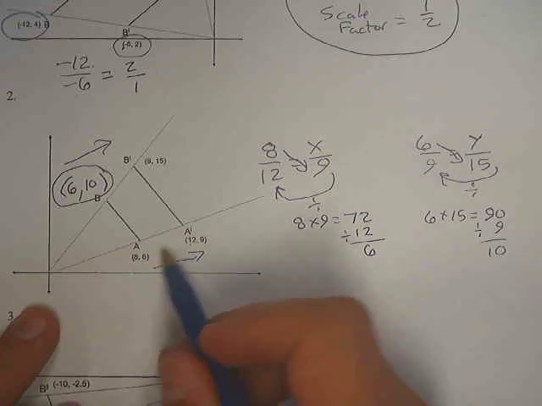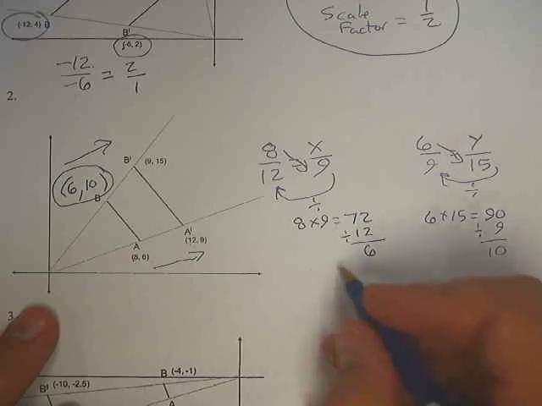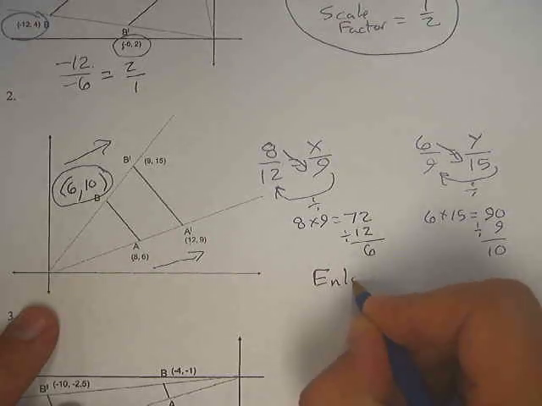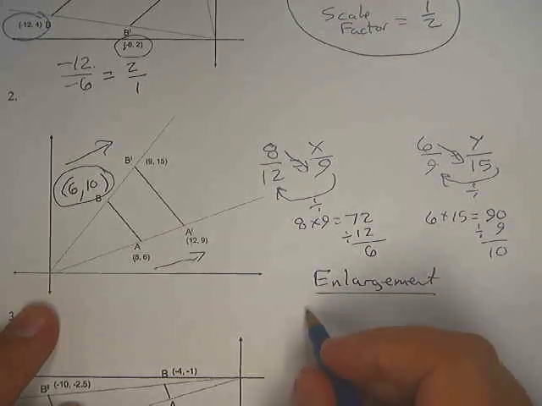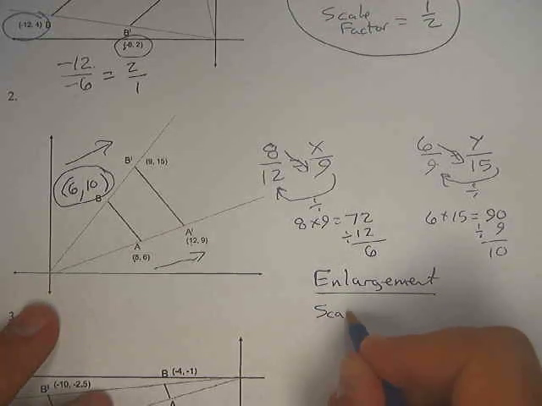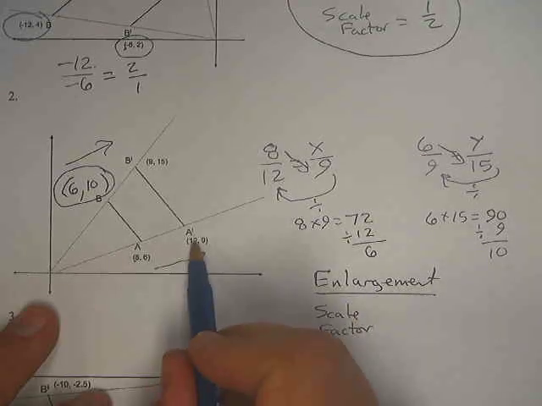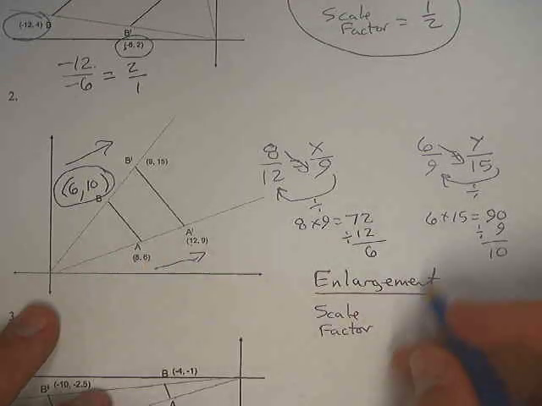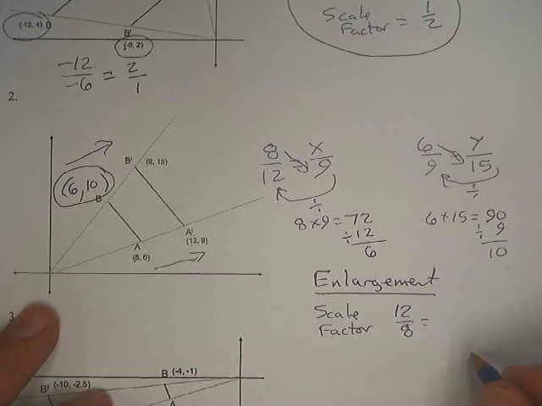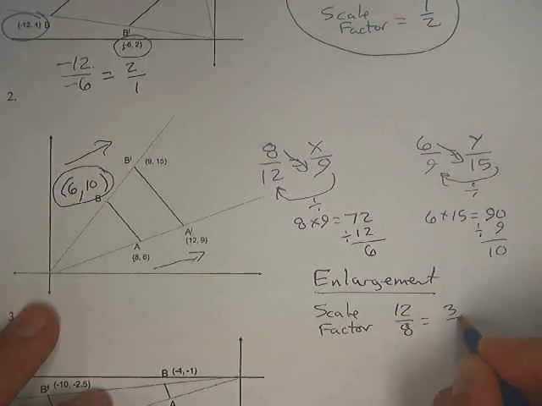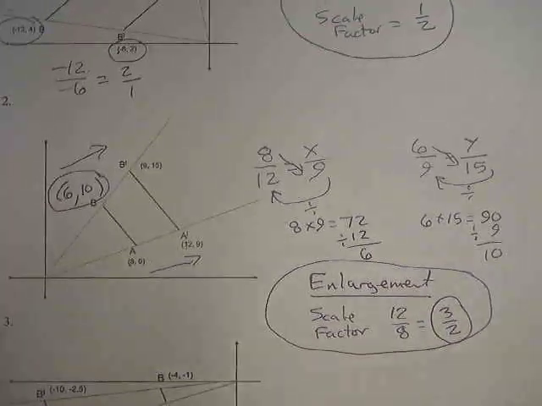And is this a reduction or enlargement? Well, now you can see A is going to A prime, B is going to B prime. It's getting bigger, so it's an enlargement. And scale factor: if we take the new divided by the old, 12 over 8, we can reduce that to 3 over 2.